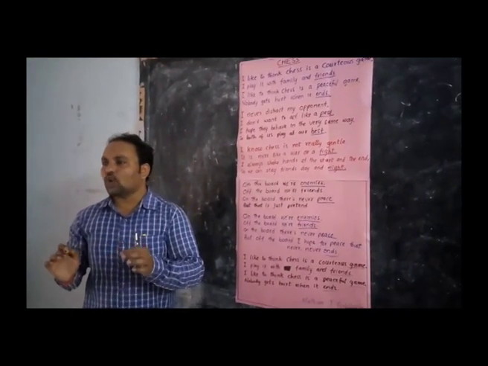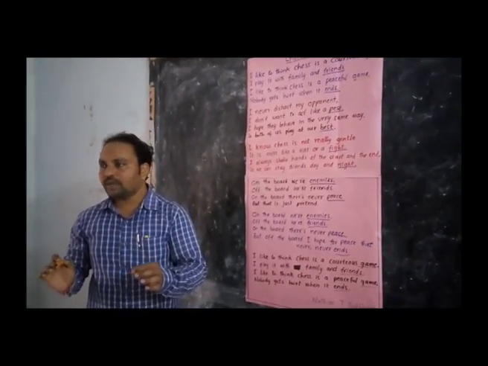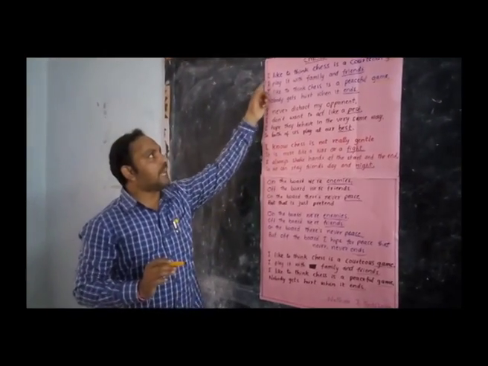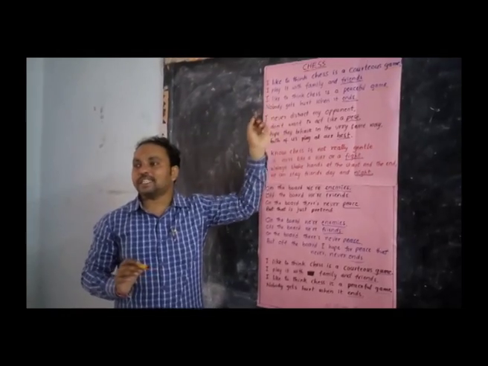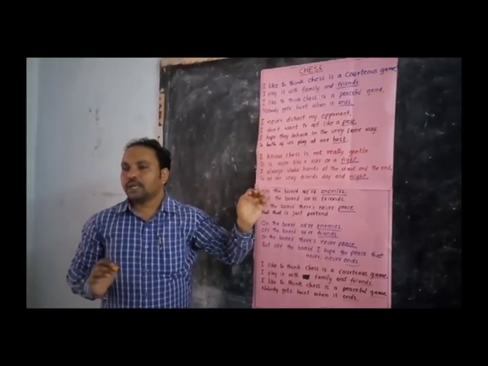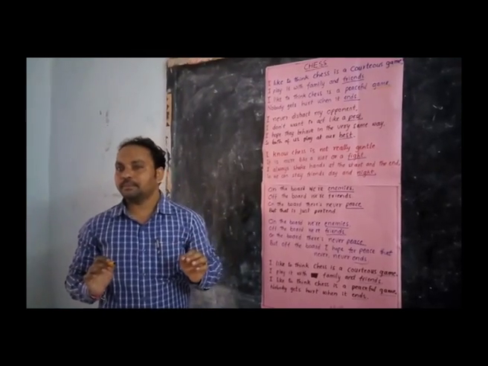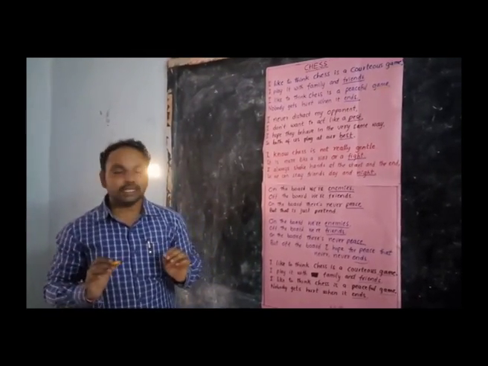Such a technique is called parallelism. What do we call them? Parallelism. If one sentence rhymes with the other sentence, it is called parallelism. Now, can you pick out one such pair in this poem? Yes, sir. Okay. What is that?